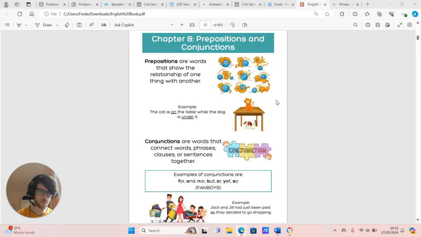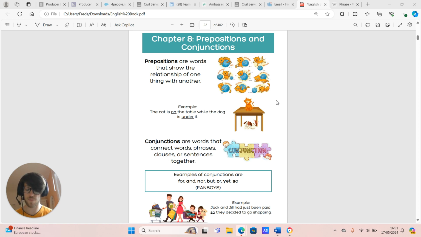Okay, this is the third session where we're going to look at the life-changing tuition, the LCT English book, and we're just going to have a chat about all the bits in it. And we're starting off with prepositions and conjunctions. So, a preposition is something, as it says here in the book, it shows the relationship.